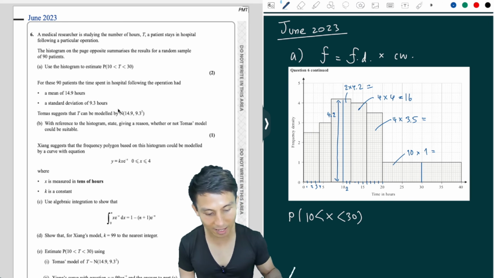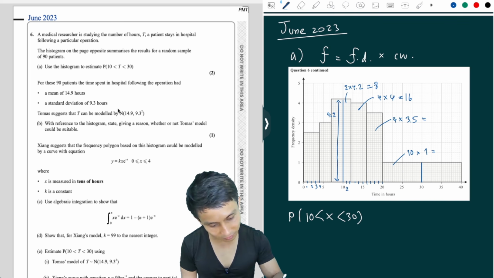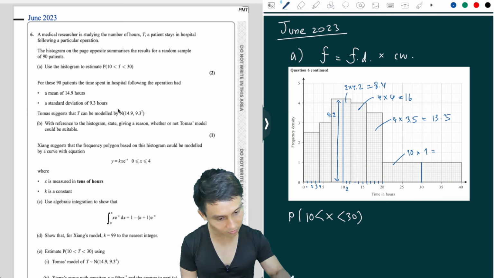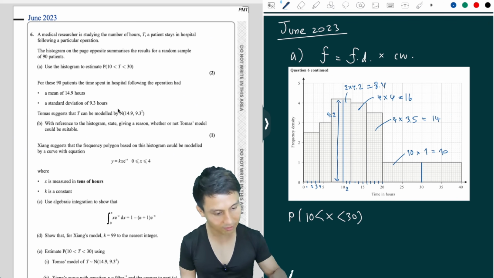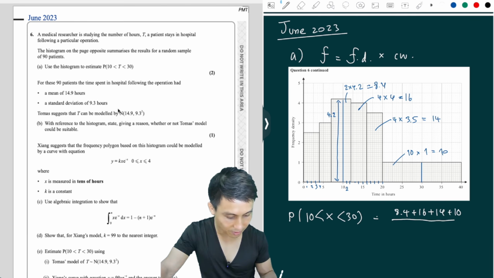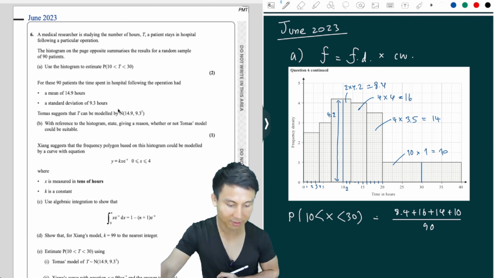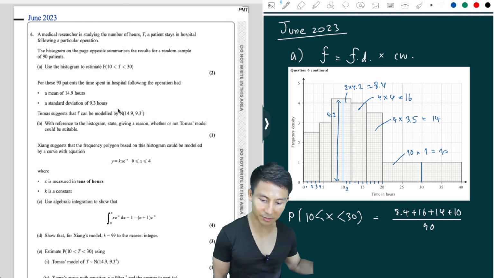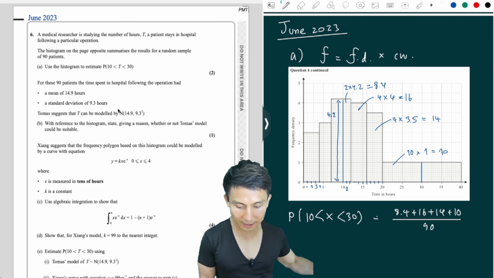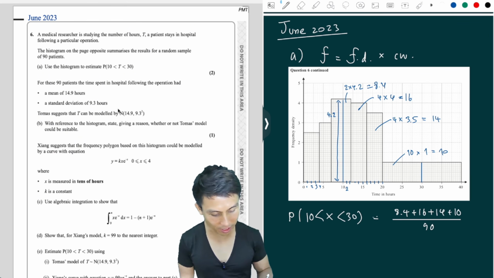Okay, and we're going to add this up. So this is 8.4, this is 13.5, I believe. Nope, it's not, it's 14. And then this is 10. So you add them up there, you're going to get the value for the numerator. And then you divide by 90 for that, right? Let me check everything. I think I'm happy with that.